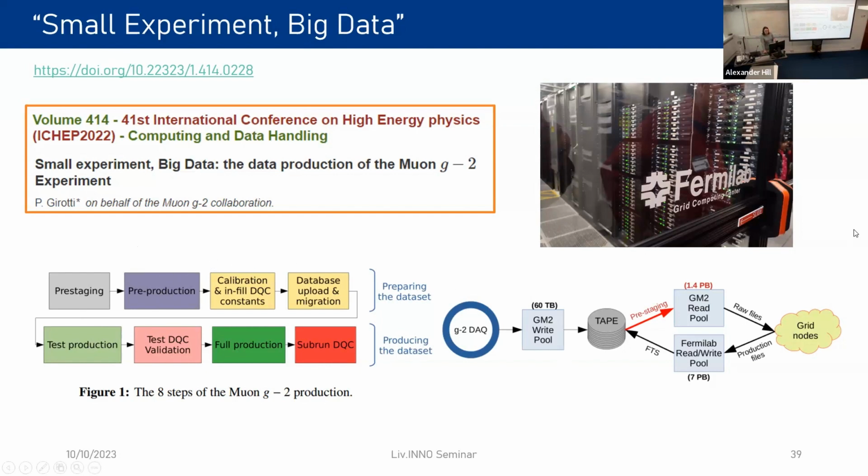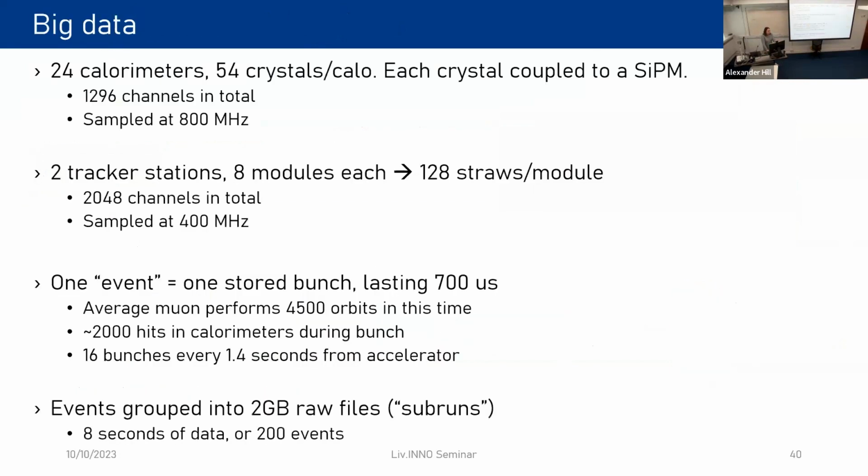And he goes through all of the stages of how we begin to analyse all this data. I'll go through some of these steps now, but it involves the Fermilab grid centre and different types of ways of processing data. So I'll just talk you through some of the statistics about the data in the experiment. As I said, we've got 24 calorimeters, 54 crystals per calo. Each one of those is coupled to a silicon photomultiplier, which provides the signal that we digitize. So that's 1,296 channels in total, and these are sampled at a rate of 800 megahertz. In addition to that, we've got 2 tracker stations with 8 modules each, 108 and 128 channels per module, so that's 2,048 channels there, and these are sampled at 400 megahertz.